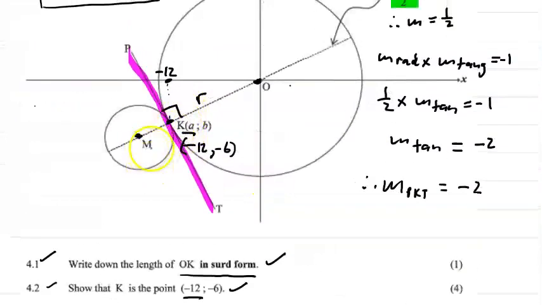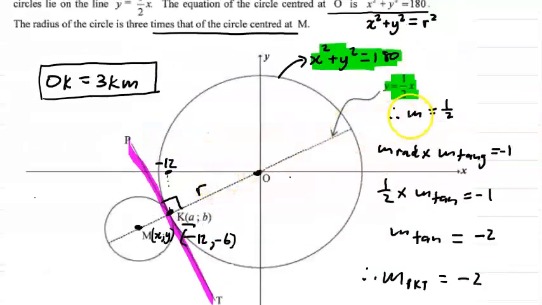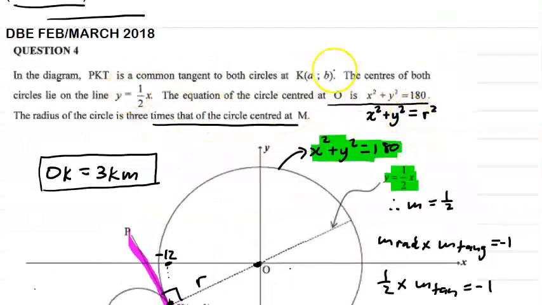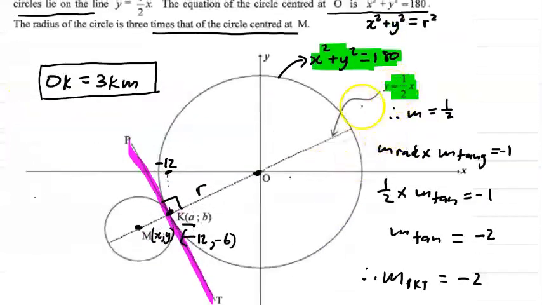Therefore, if we let M equal (x; y), which is the center of the circle, we've got K equals (-12; -6). Therefore, what we can do is work out the distance KM in terms of x and y using the distance formula. Also, remember that they tell us in this particular question that the centers of both circles lie on the line y = 1/2 x. So this line y = 1/2 x goes through both of the centers of the circles.